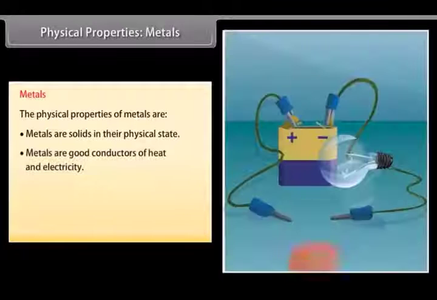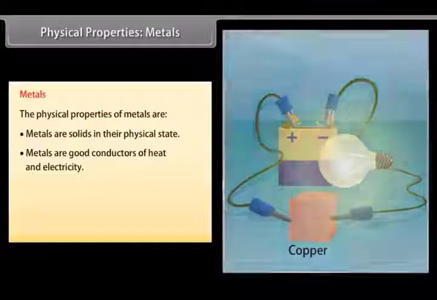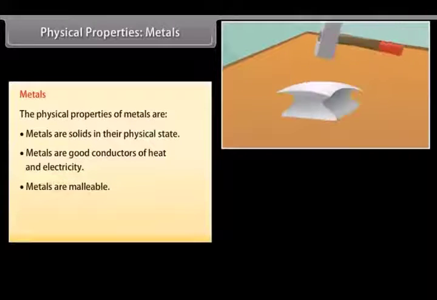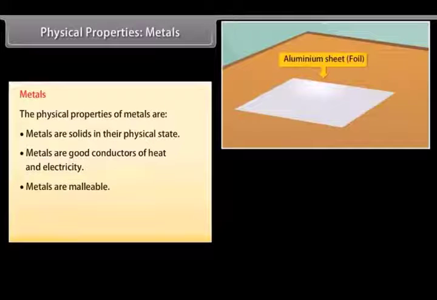Good conductors of heat and electricity. Metals are good conductors of electricity as they have free electrons. For example, silver and copper are the best conductors of heat and electricity, whereas lead is the poorest conductor of heat. Malleable. Metals can withstand hammering and be made into thin sheets known as foils.